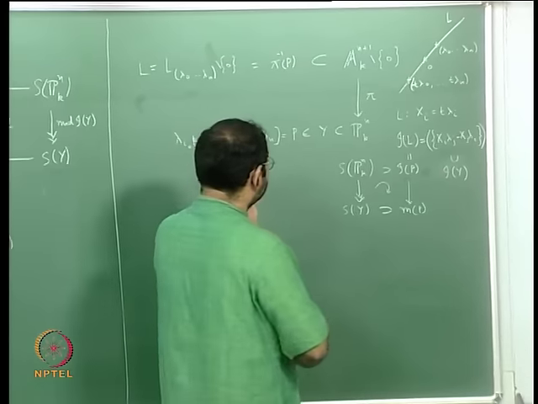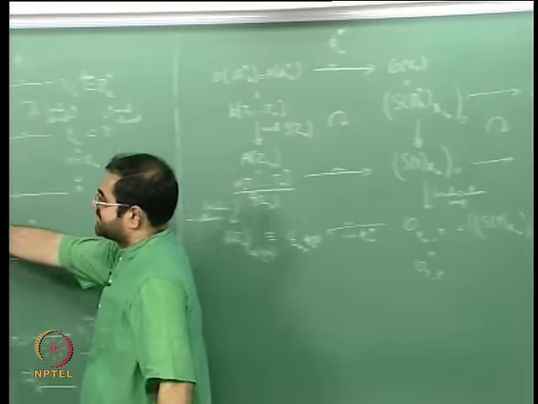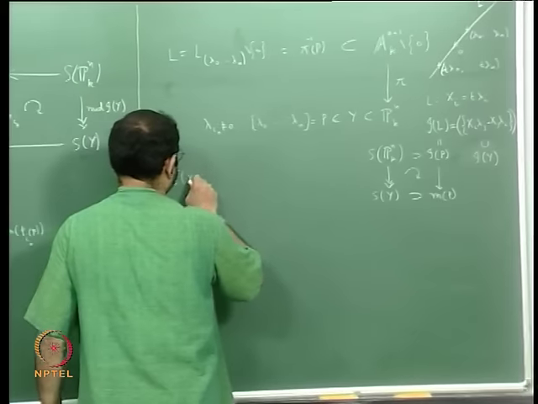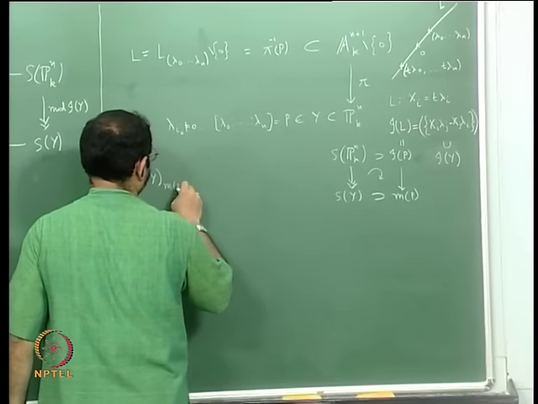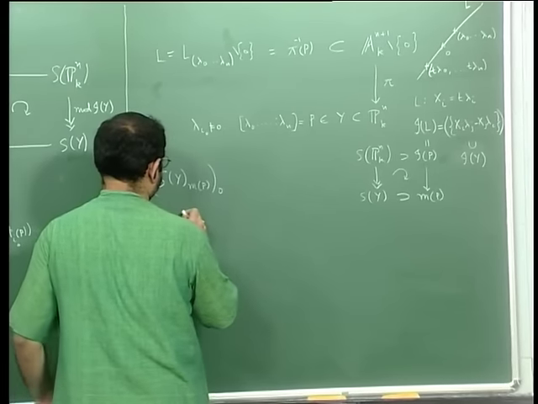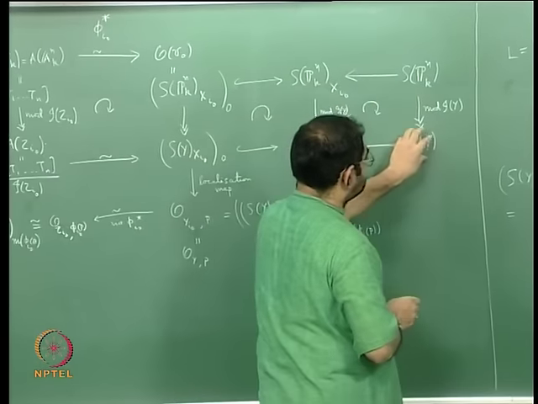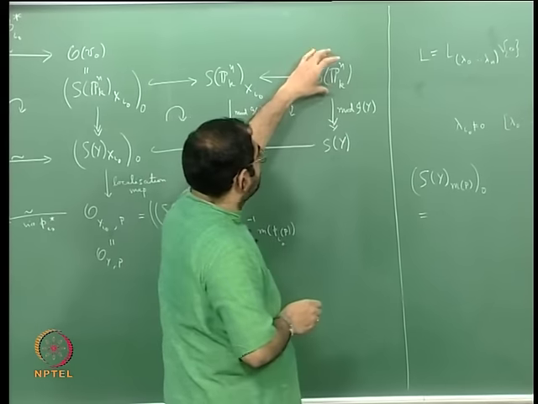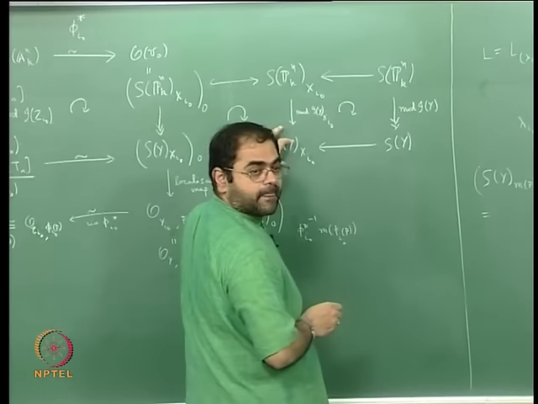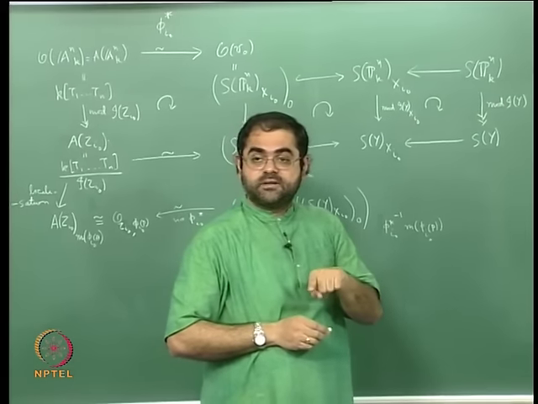Now, if you go and try to calculate what this quantity is, this quantity is just S_Y localized at M_P0. You see what I'm doing is I'm taking a quotient by an ideal, and then I am localizing. But I already told you that localization commutes with quotients.